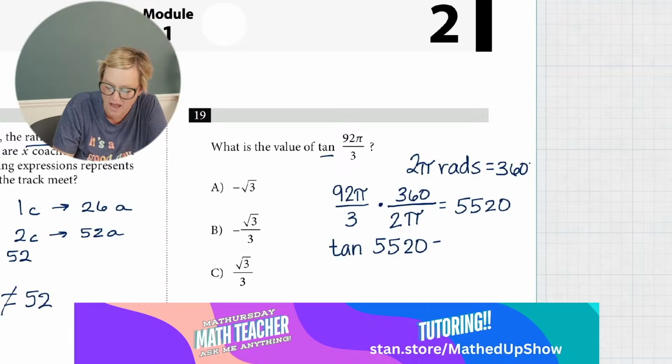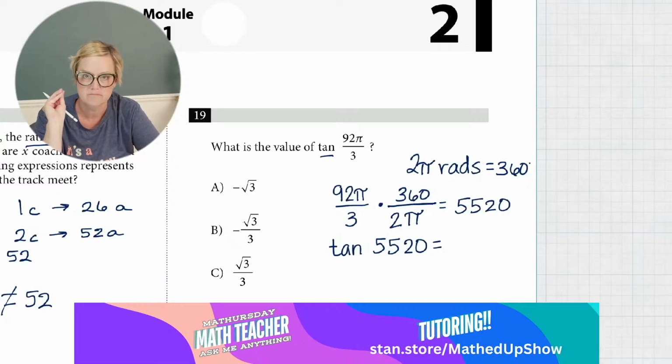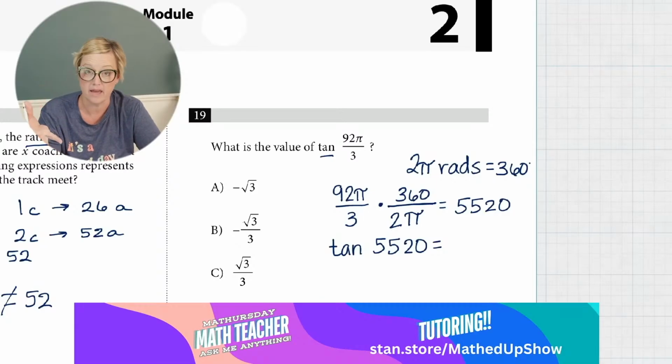So now I'm going to do tangent 5520. Remember, guys, I am working this out right now as if I don't know about the unit circle, because you don't get a unit circle on the exam, on the SAT or on the ACT. Just because you're not really sure of how to answer a problem doesn't mean you can't figure it out, right? You can figure it out. So that's what I'm doing right now.